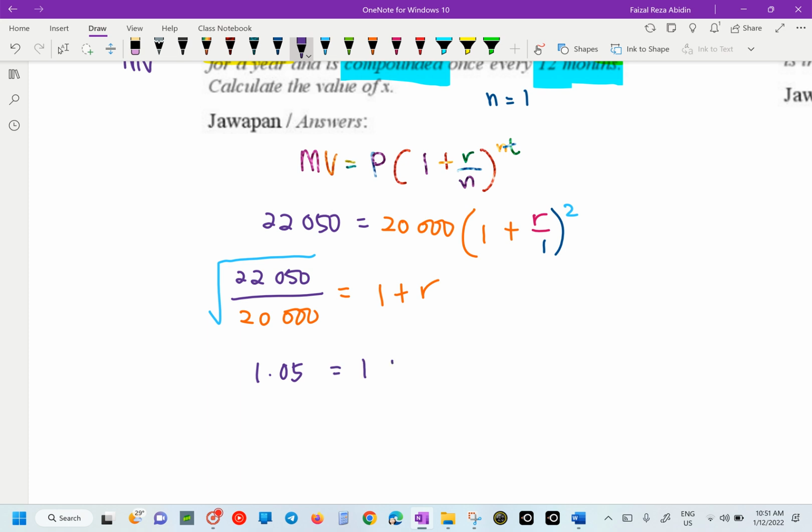Okay, this one is going to be 1 plus R. Because we are going to find our rate over here, what happens to our 1? Yes, minus it from the answer, and you are going to get 0.05. Because we want a percentage, times by 100, so my rate over here will be 5%. Can, girls?